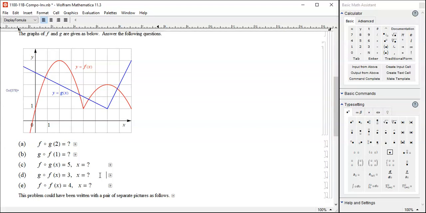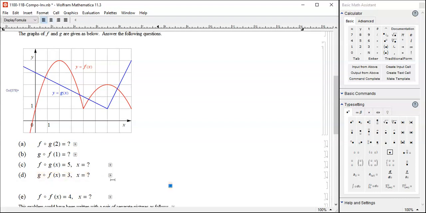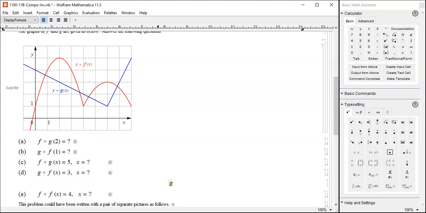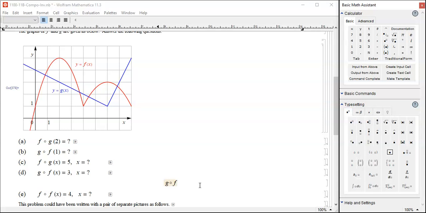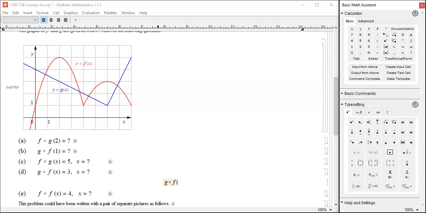Okay, so much for the forward problem, and then let's go to the backward problem. Let's do this one first. G of f of x is 3. Find the x value. The reason I'm doing this first is because I had all the graphs ready here. As far as the difficulty is concerned, the previous problem is actually easier.